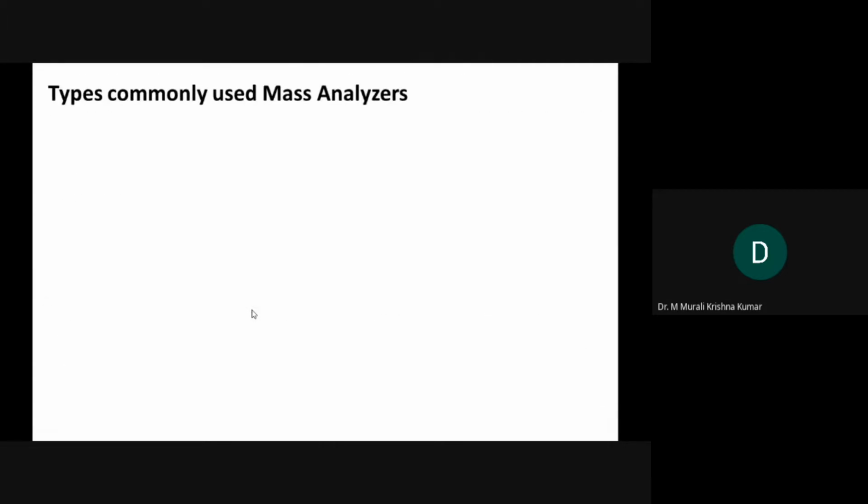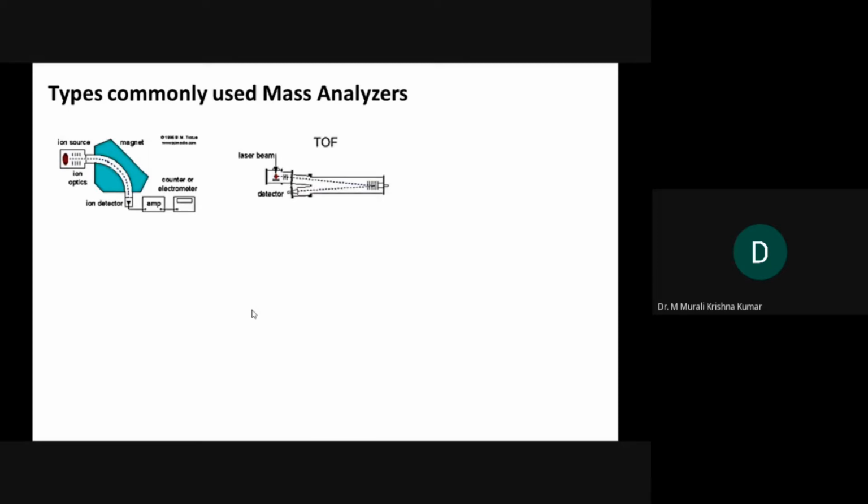The next one is the types of commonly used mass analyzers that we have in mass spectrometry. There are so many modifications. I'm giving you only those which are very, very popular, where more than 90% of the mass spectrometers in use right now use one or a combination of one or two of these analyzers. First, and one of the oldest, is the magnetic sector mass analyzer.